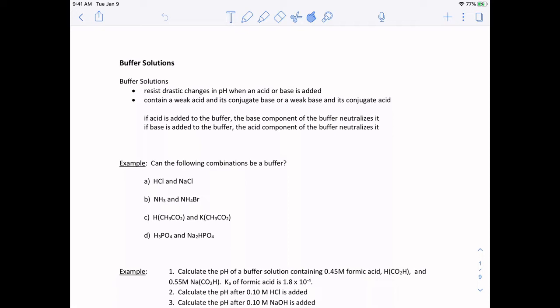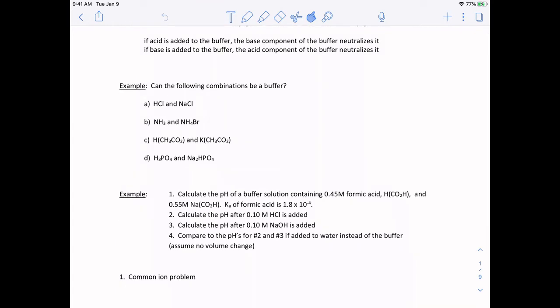Our example here: will the following combinations make a buffer? Our question is, are the following combinations a weak acid and its conjugate base, or a weak base and its conjugate acid? If the answer is yes, it can make a buffer. If the answer is no, then it's not going to make a buffer.